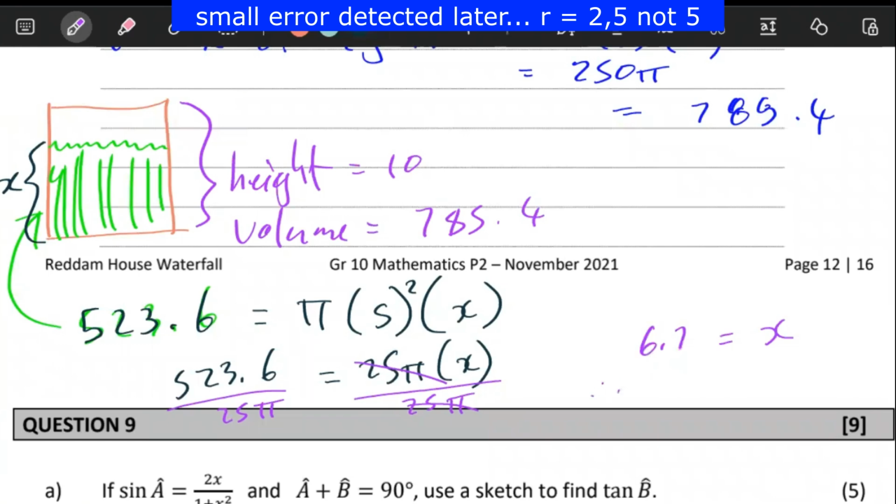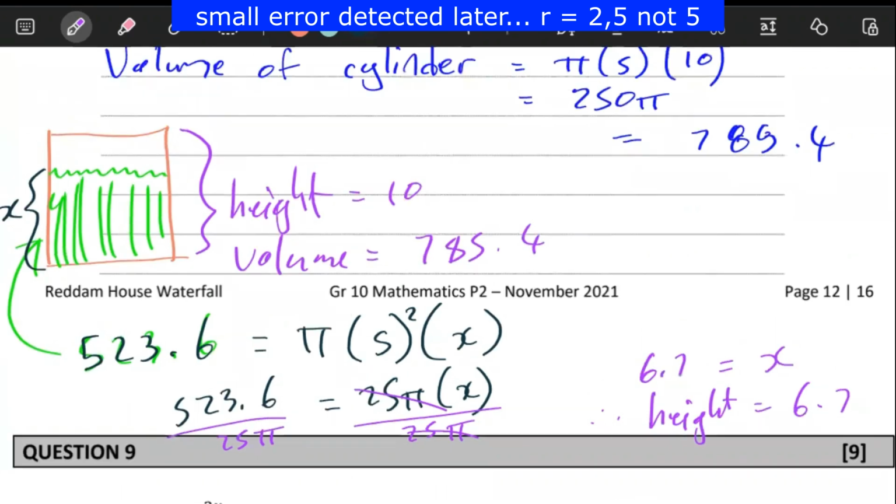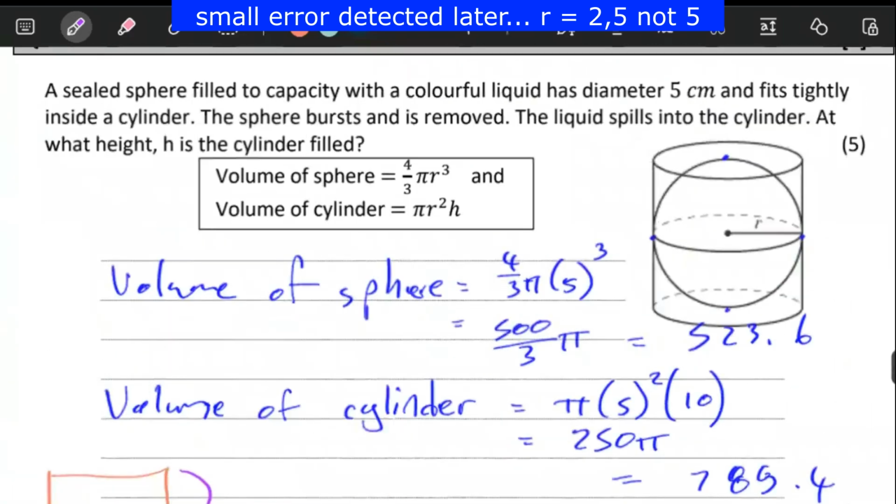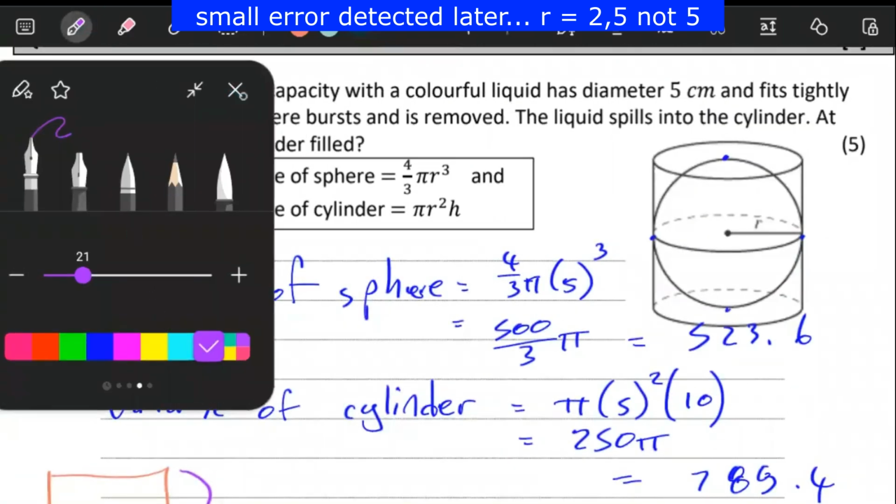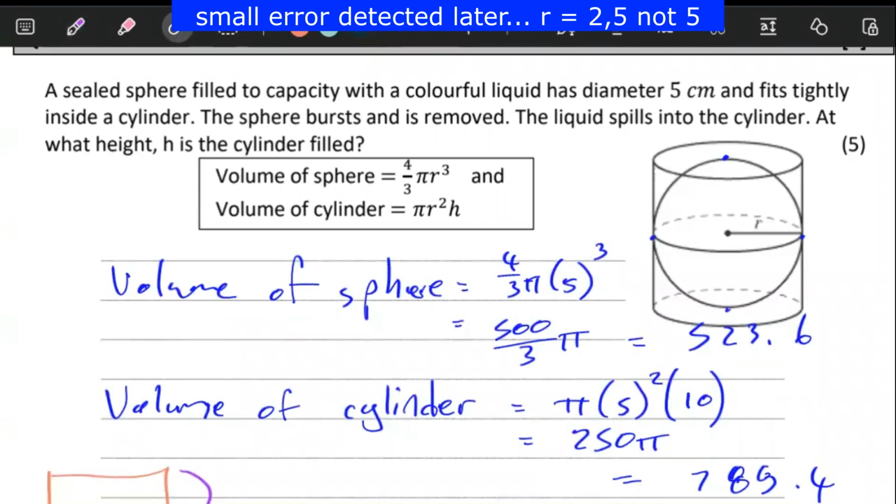There we go. Therefore, height is equal to 6.7. But then, is that all that they want? Let me just look at this for a bit longer, because I was using the wrong dimensions. They say the diameter is 5, not the radius. This sucks so bad.